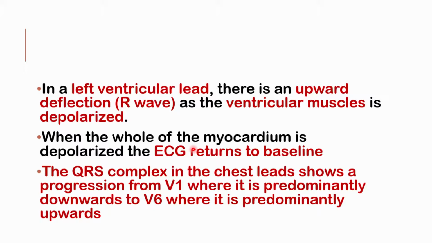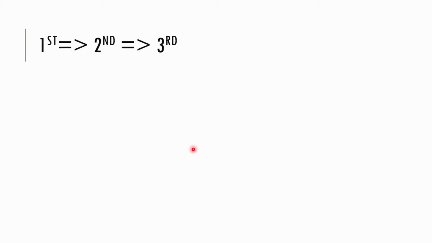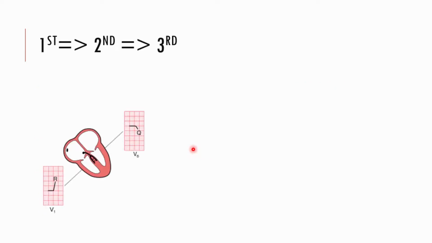Remember that the QRS complex in the chest leads shows a progressive increase from V1 to V6. In V1, it will be predominantly downwards, then as you go towards V6, it becomes an upward deflection. Here's a depiction of the three stages. In stage 1, the initial depolarization, in V1 you get a positive R wave because the impulse is moving towards V1. Then in V6, you get the opposite: a downward deflection, known as the Q wave. So you do not see a Q wave in lead V1, but you see the Q wave in lead V6.